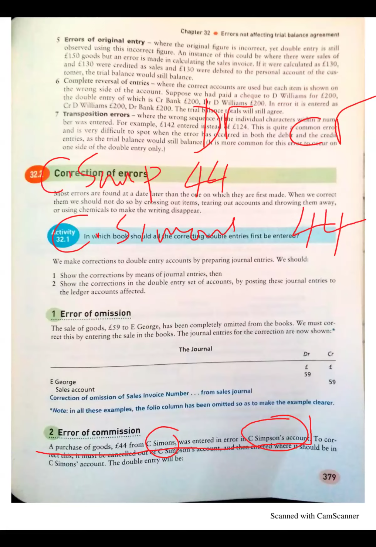And of course, we have to debit C. Simpson's account because he has to receive back what you had deducted from his account. Are we okay? Is there any question? Hello, you guys, do you have any questions on the two errors that we have discussed already?